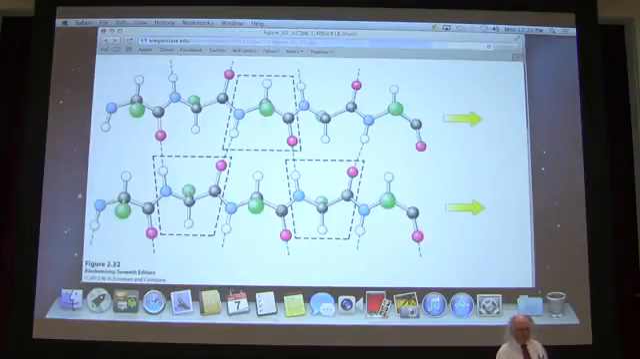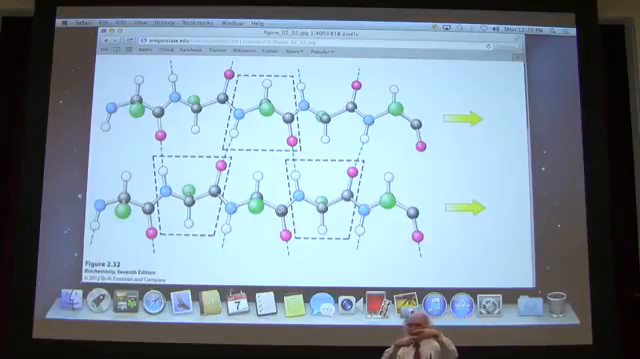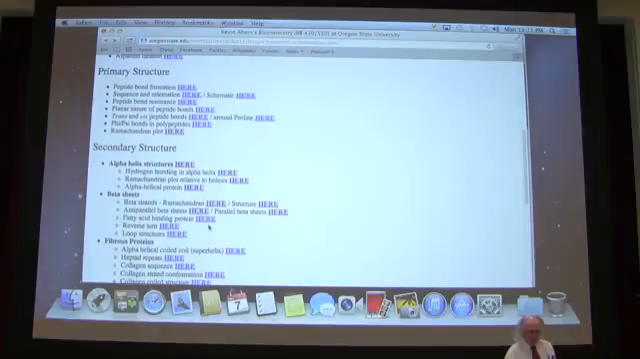Okay. Parallel versus anti-parallel simply refers to whether the carboxyl and the amine ends are like this, or if the carboxyl and the amine ends are like this. These are parallel, these are anti-parallel. If this is carboxyl end, this is amino end, this is carboxyl end, this is amino end, anti-parallel, parallel. That's all it means. Okay. The overall structure, it doesn't matter if they're parallel or anti-parallel.